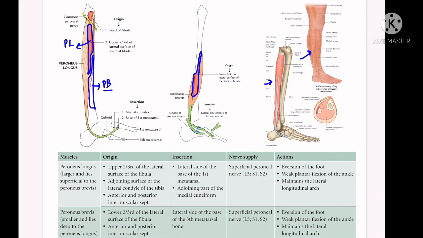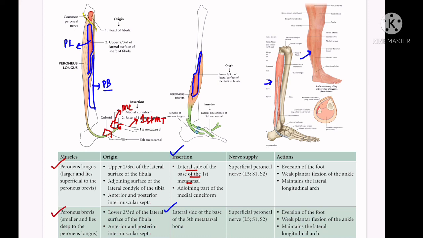Regarding the insertion of the peroneus longus and peroneus brevis, what we get to see is that the peroneus longus, after grooving the inferior surface of the cuboid bone, passes across the plantar surface of the articulated foot and is inserted into the lateral side of the base of the first metatarsal, along with the adjoining medial cuneiform. Medial cuneiform, first metatarsal. So that is regarding the insertion of peroneus longus.